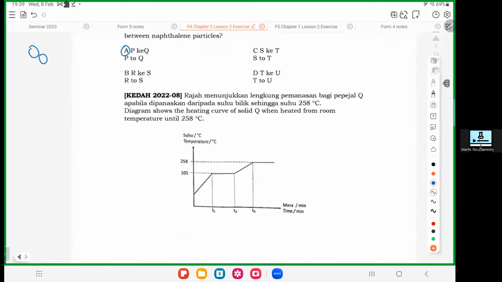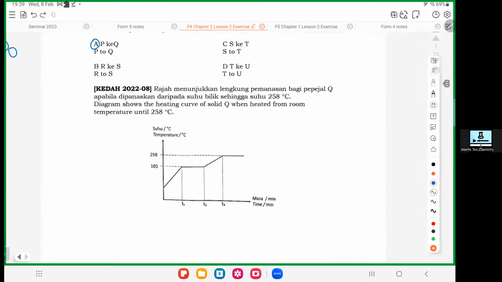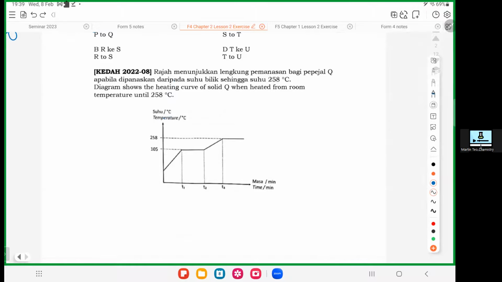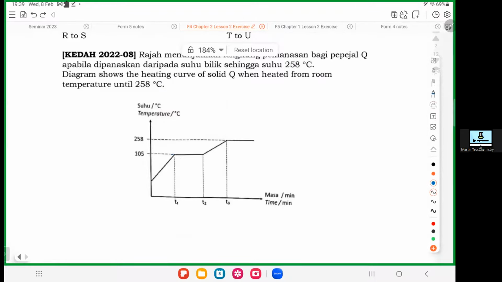Okay, next one. This is a Kedah paper objective question. This is also a heating curve. How many staircases do we have? 1 and 2. Remember how to see the staircase: look at the horizontal line. 2 horizontal lines, so 2 staircases. Very easy.